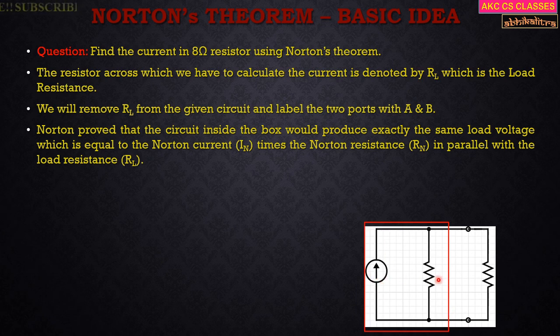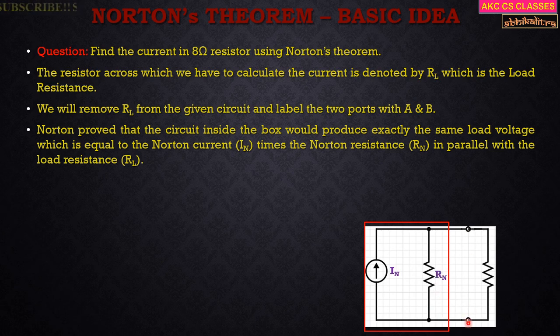One is a current source, another one is a resistor. This current source is the Norton current, or the equivalent current that is flowing down from the terminals A and B, which is labeled as IN. The resistor over here is the equivalent resistor of all the resistors that were present in the rectangular box, right? And it is labeled as Rn, which is Norton's equivalent resistance.